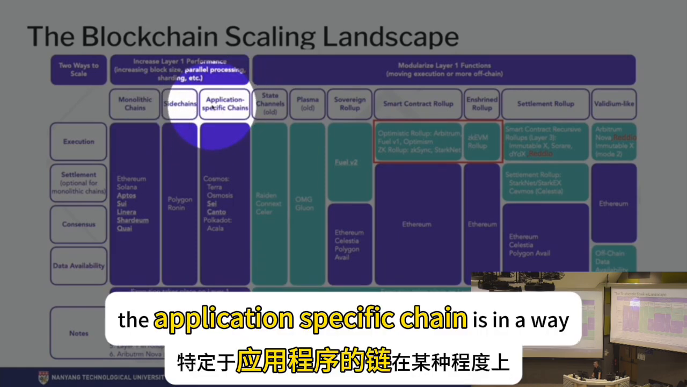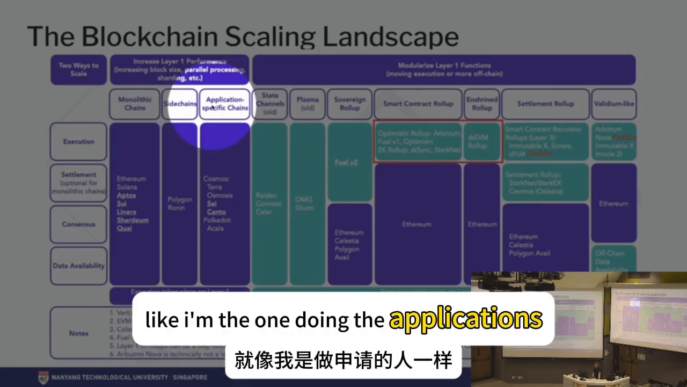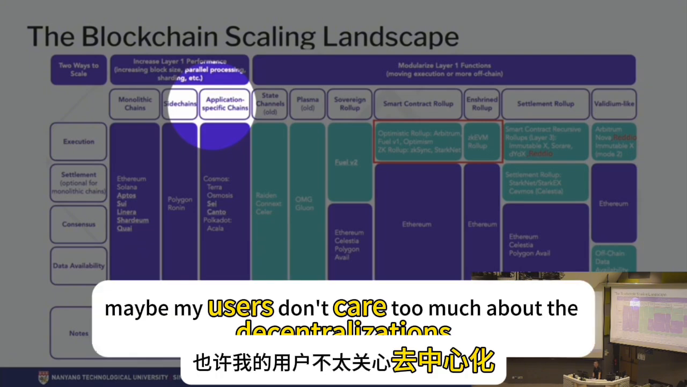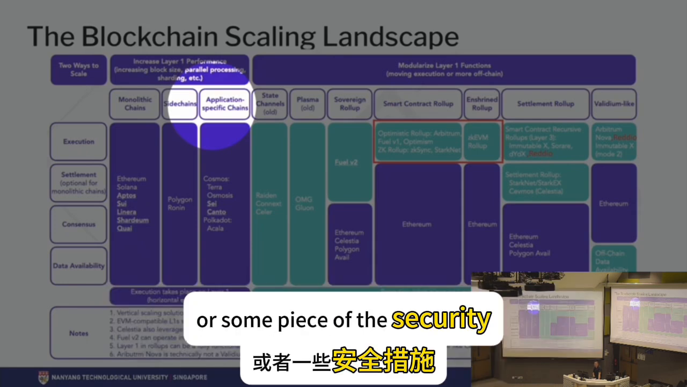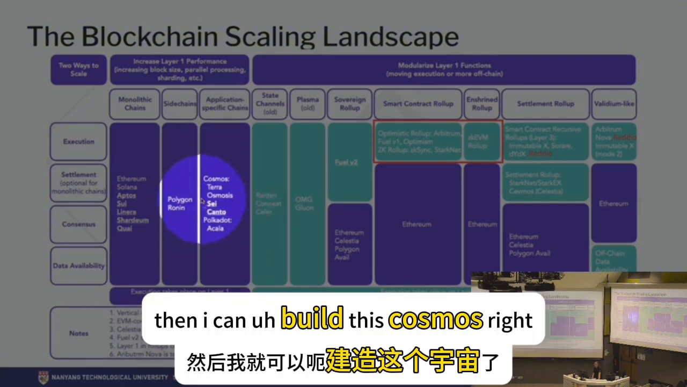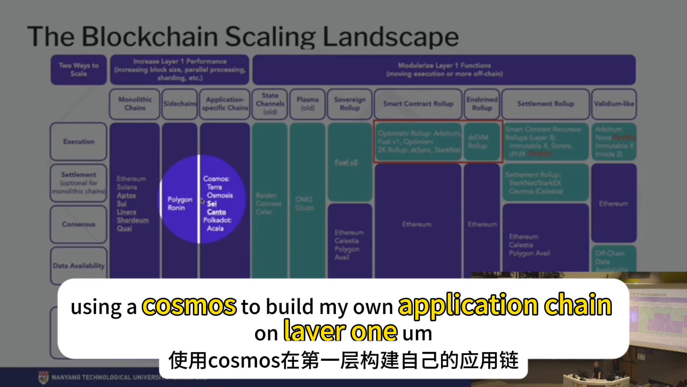The application-specific chain is in a way like I'm the one doing the application, and I have full control. Maybe my users don't care too much about decentralization or some piece of the security, because I control the MPC wallet, for example. Then I can build this using Cosmos, right? Using Cosmos to build my own application chain on layer 1.